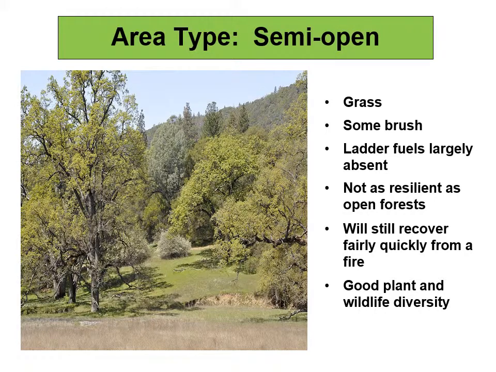Semi-open areas usually consist of younger trees, well spaced, without much ladder fuel. There's some shrubbery and grass, but those things are well spaced from the trees. This area type supports both plant and animal diversity, and while it isn't as resilient as an open area type, it will still recover fairly quickly from a fire.